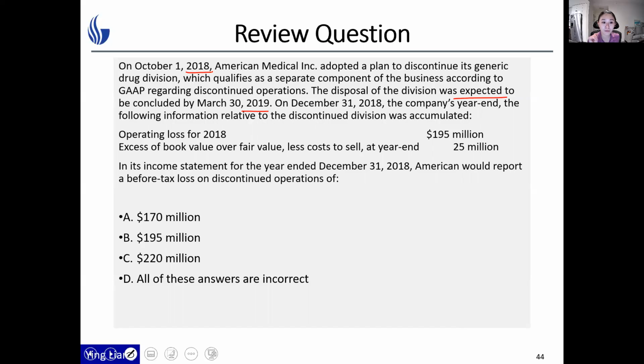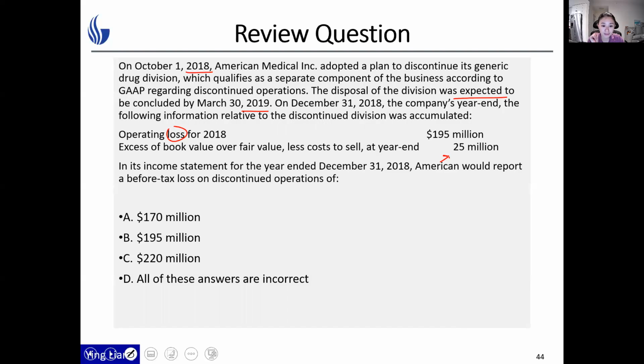Number 1, operating loss, right? This is about the operation. You have a loss of 195. Excess of book value over fair value less cost to sell. So our book value, the asset, is greater than the price we are able to sell. So this is also going to be a loss, impairment loss.